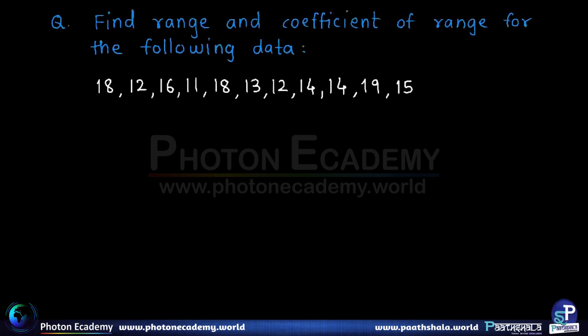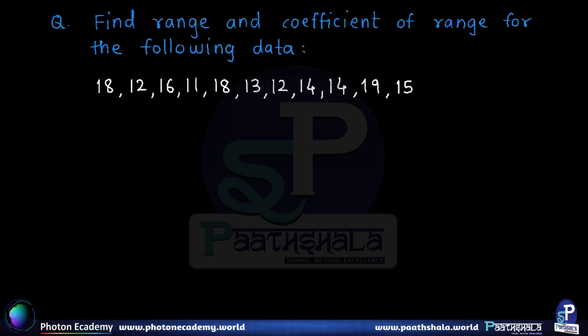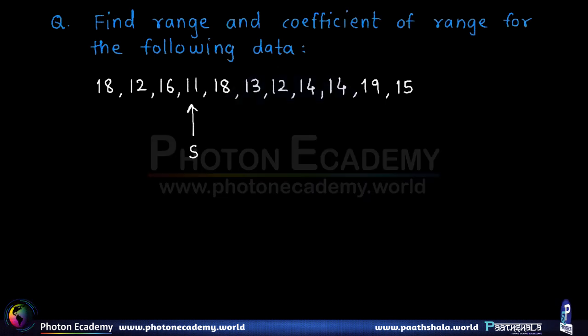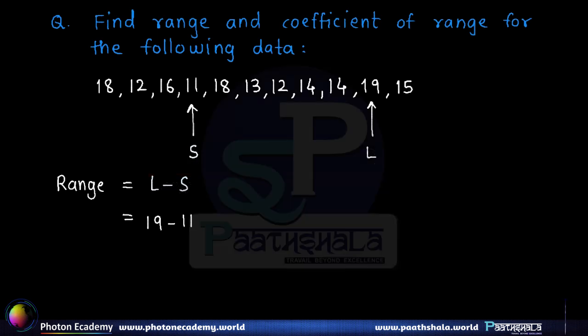Let us solve a question where we have to find the range and coefficient of range for the given data. Now as you can see, the data here is raw data. Let's ask a question: where is the smallest observation? That is 11, as we can see. S is 11 and the largest observation is 19. So that is L. Therefore range is equal to largest minus smallest, that is 19 minus 11, which is 8.